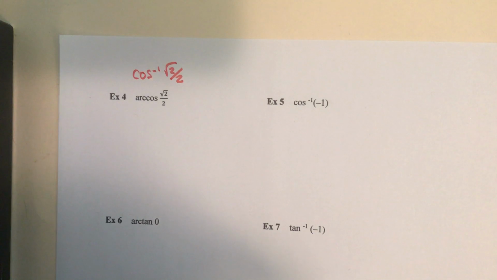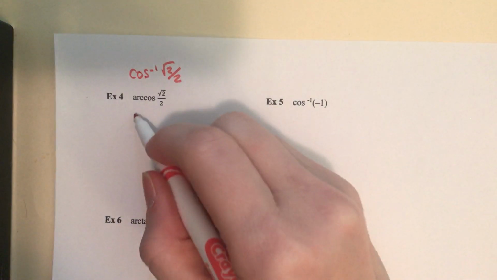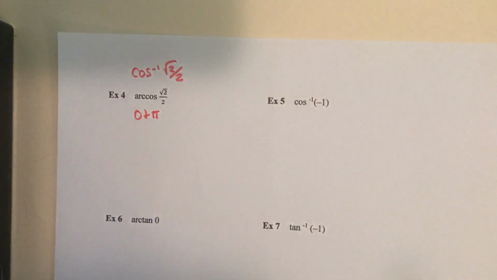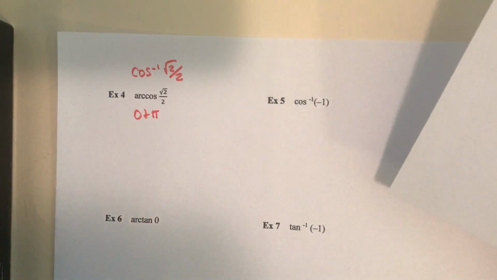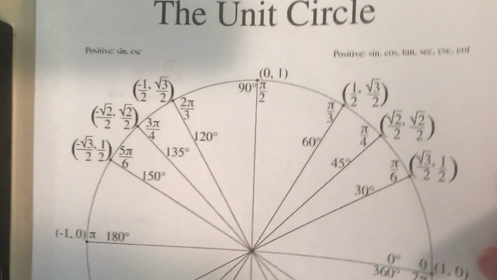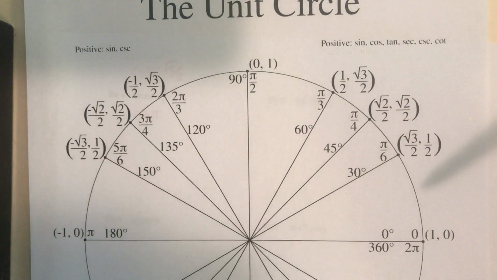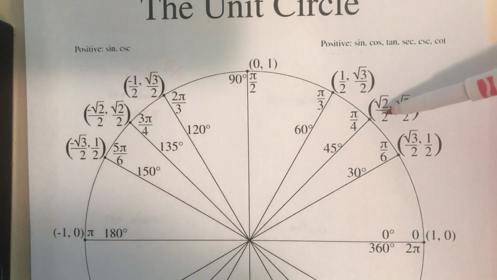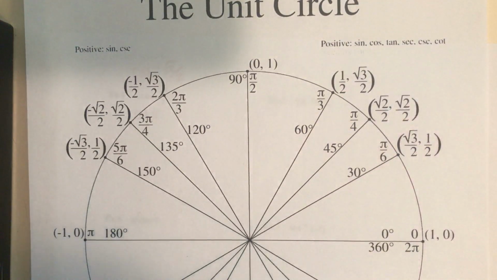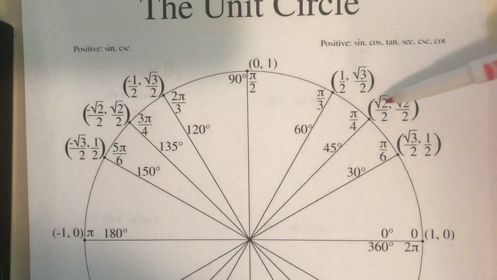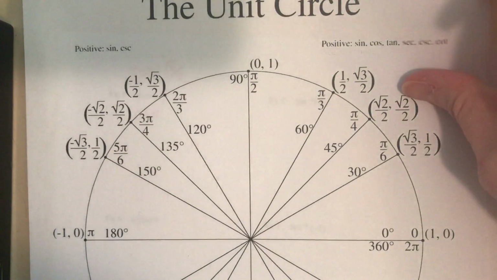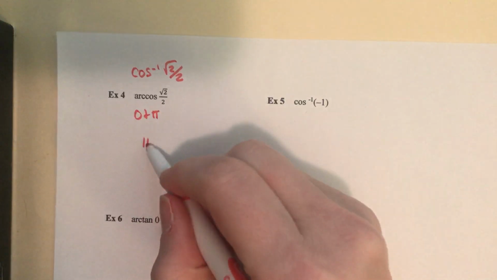So looking at that chart from the first page, cosine has answers between 0 and pi. So I'm going to write that down. So that's the first and second quadrant. I'm looking for where cosine is √2/2. And cosine is the x. So I'm going to pull up my unit circle. Looking at the first and second quadrant, cosine is my x value. It's equal to √2/2 right here at pi/4. So that would be my answer.